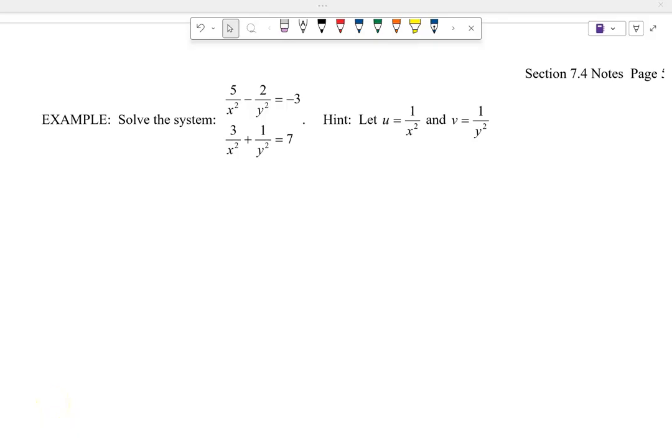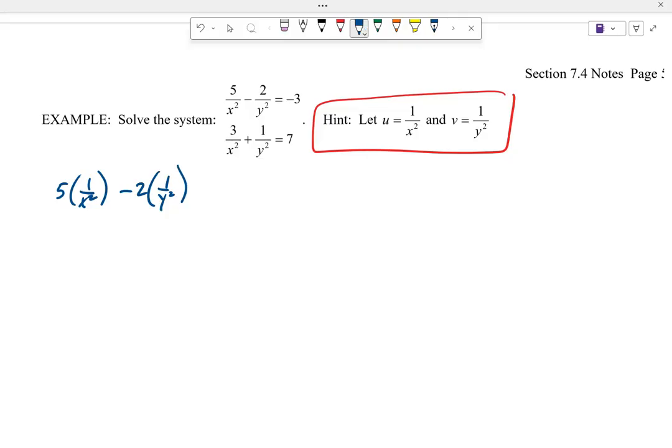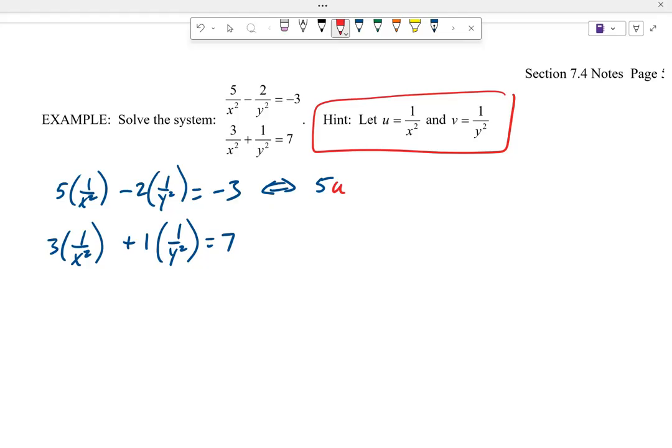This last problem, we've got kind of a funky system, and you can really clean this up if you notice that they both have 1 over x squared and 1 over y squared. So I put a big hint on this. Hint, go ahead and let u be 1 over x squared and v be 1 over y squared. So let's rewrite this. This is 5 times 1 over x squared minus 2 times 1 over y squared equals negative 3. This other one is 3 times 1 over x squared plus 1 times 1 over y squared equals 7.